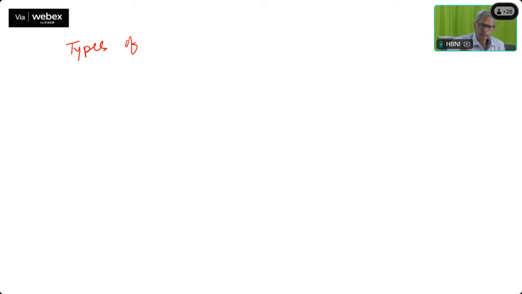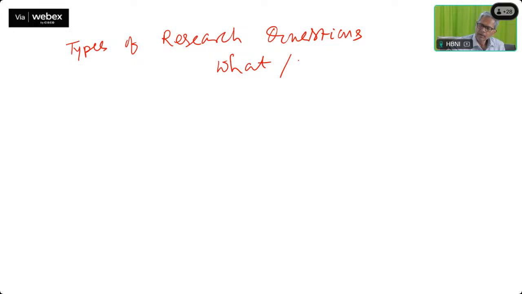Types of research questions. So one is what, other one is why. What is basically like asking for opinion and gathering facts. That is what? It is a descriptive research. What is descriptive? Using questions that go beyond description and analysis.